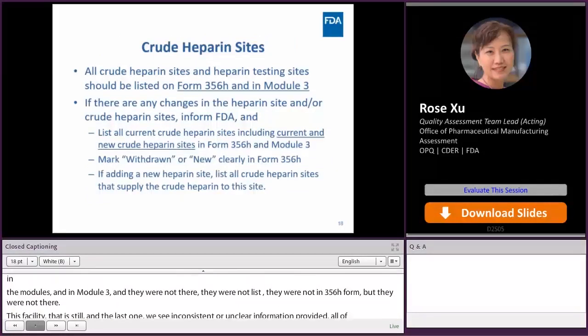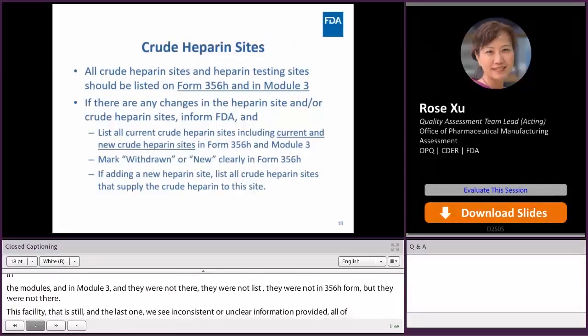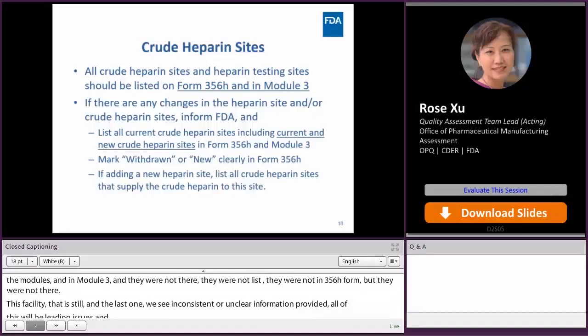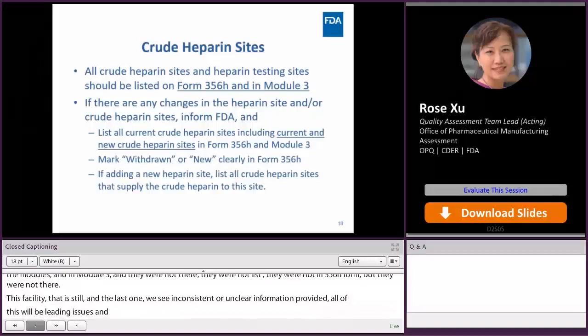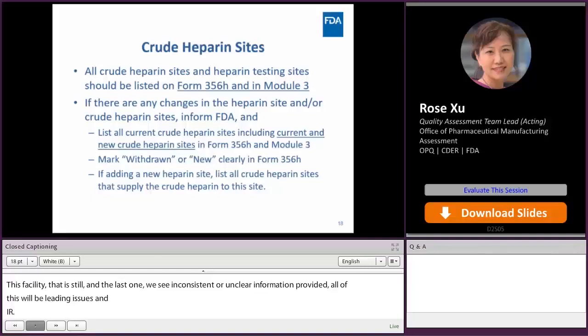So the last one I would like to talk about is the crude heparin sites. Crude heparin is slightly different than the raw material. So the way that we want a company to provide it is that all the crude heparin sites and heparin testing sites should be listed in both Form 356H and in Module 3. If there is any change in the heparin site or the crude heparin site, you have to inform FDA right away. In the amendment or supplement, you have to list all the current crude heparin sites, including current and new heparin sites, in both Form 356H and Module 3.